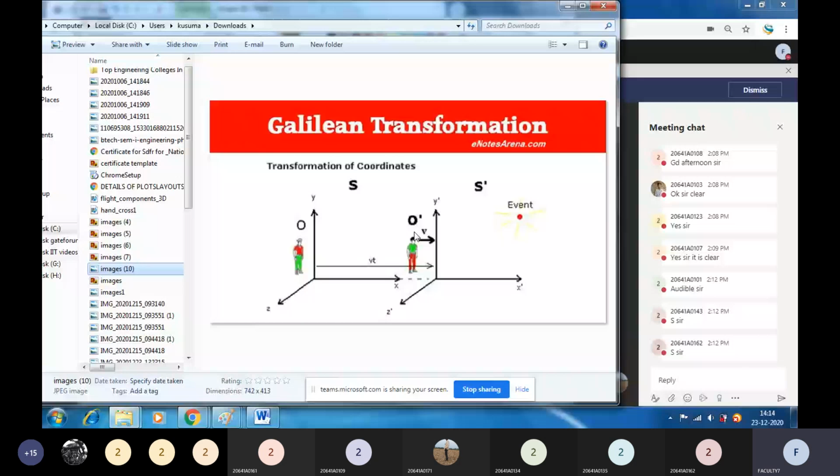Now I'm repeating the importance of the topic. We are considering initially two persons concentrating on the same origin. If they are at the same point, then the time will be considered as t equal to 0. Thereafter the second person is moving with some constant velocity v. In this diagram, he is moving along the x direction. This diagram represents the frame moving only in the x-axis.